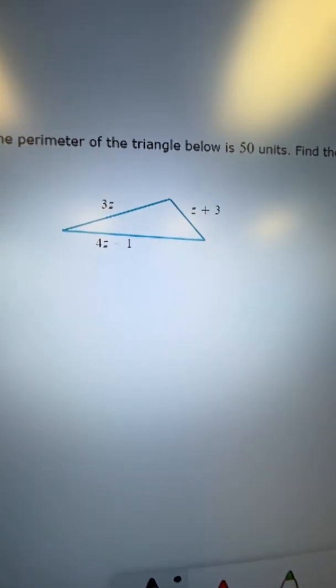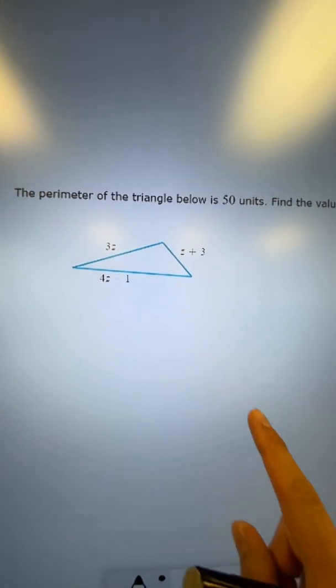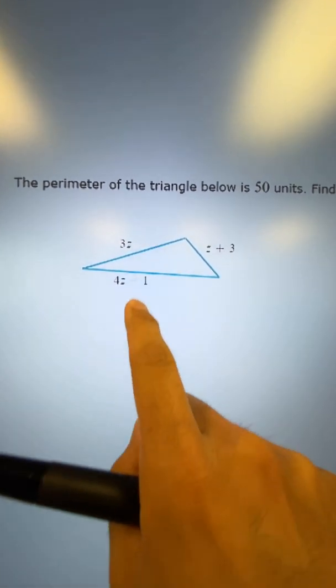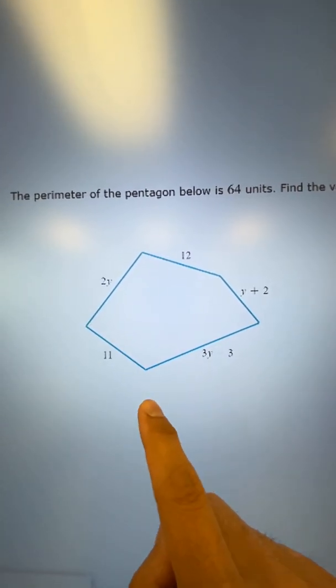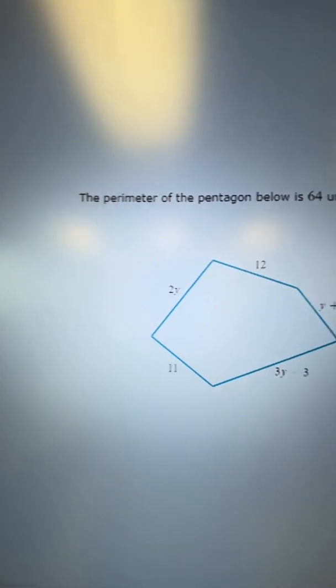In this example, I'm going to show you a way to solve these problems that involve perimeter and have variables involved. We have one with a triangle, one here with a rectangle, and one here with 5 sides. So it doesn't matter the setup.